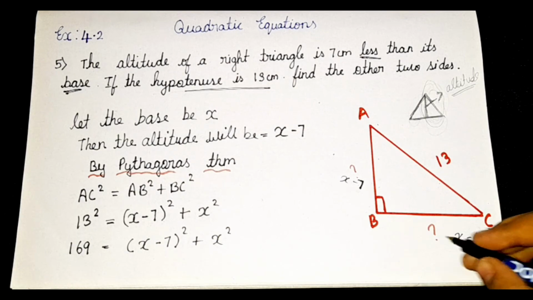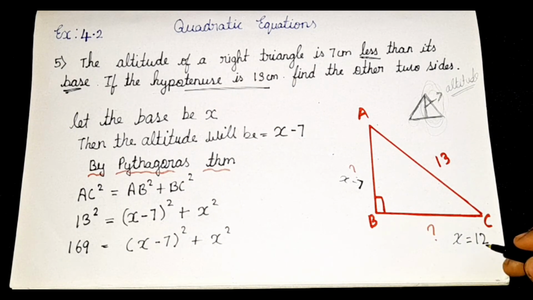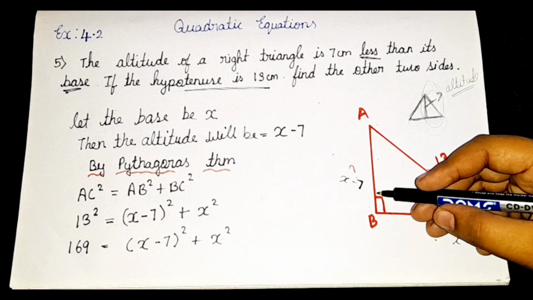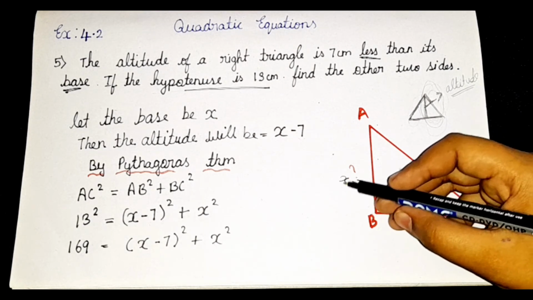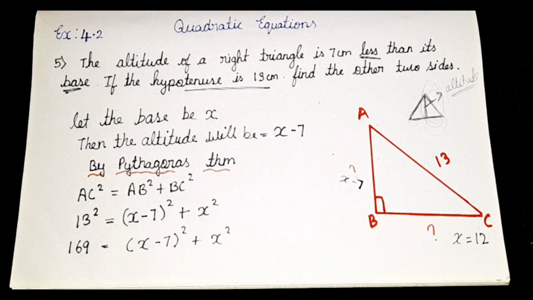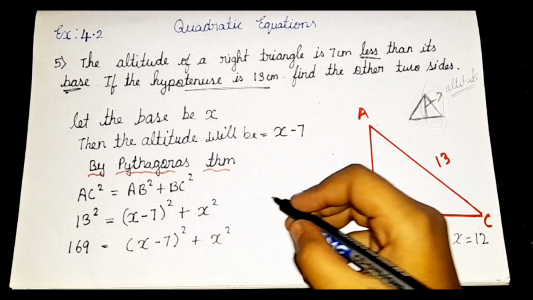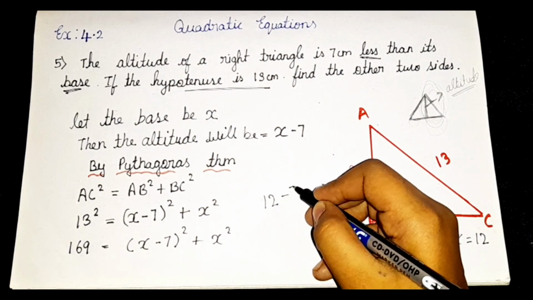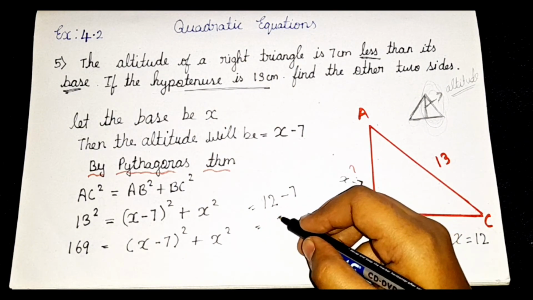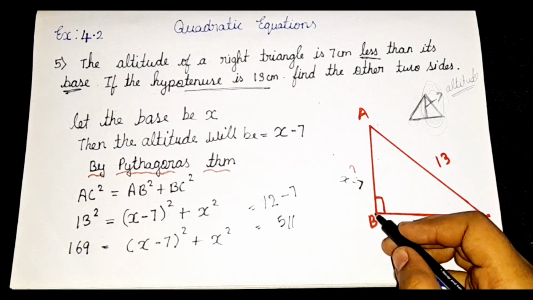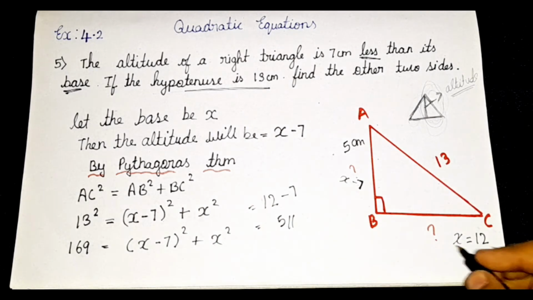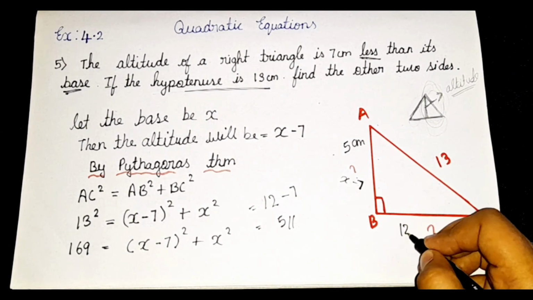Am I right? So that means the base value is 12, and here we have altitude, that is the AB value. So the AB is x minus 7. So since we got the x value, so we can just write 12 minus 7. Am I right? So let me just do that. So it is 12 minus 7. So when we just do 12 minus 7, we get 5. Then the altitude value is 5. Okay, so it is 5 centimeter, and here the base is 12 centimeters.